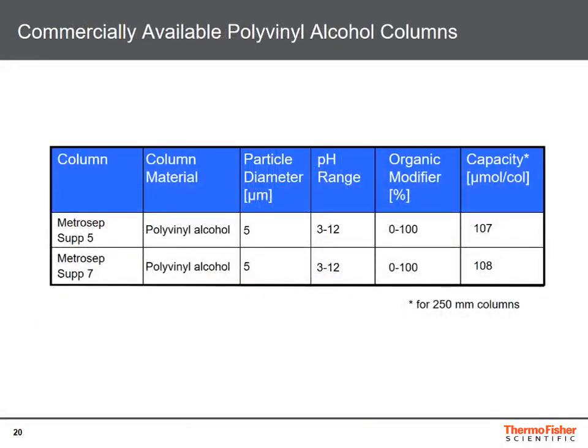This slide shows the only two commercially available polyvinyl alcohol columns on the market, the Metrosep Sub 5 and Sub 7. Although these columns are 100% solvent compatible, their ion exchange capacity is relatively small and the pH range is not as large as with styrene-based materials.